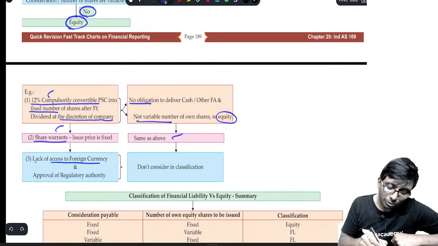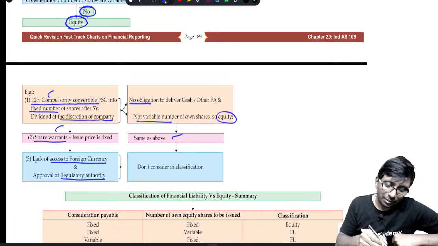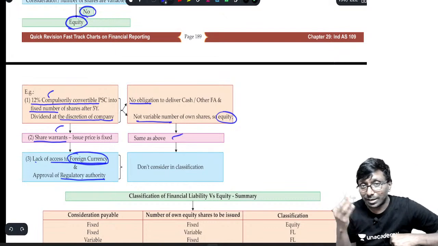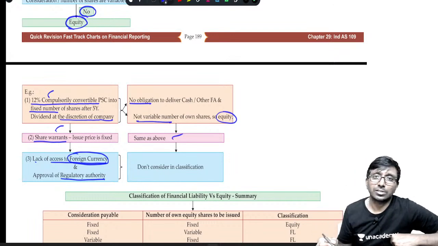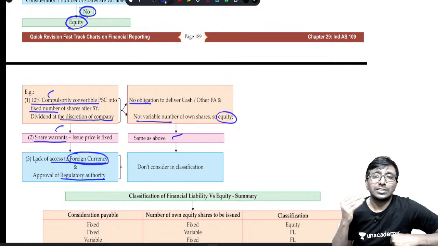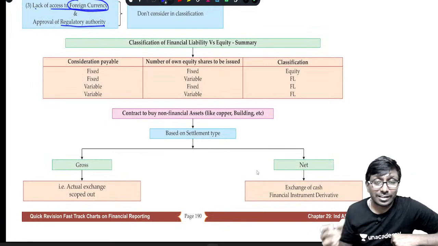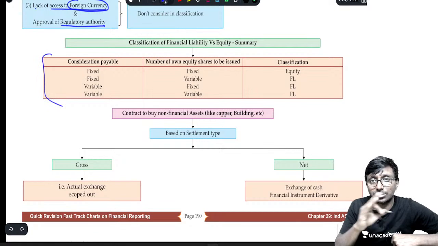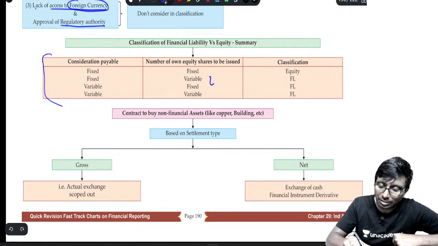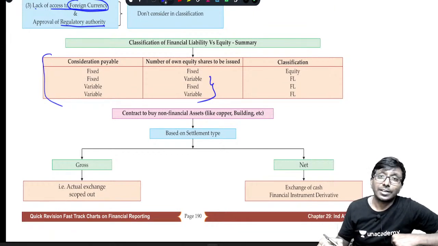Right. Suppose there is lack of access to foreign currency and approval of a regulatory authority. See, the point is not whether you have a lack of foreign currency and money will come later, I will pay. It's not that. What is said in the terms? Are we liable to pay? Then it is a liability. That's all. If the terms say no, sir, we don't need to pay, then it is equity. Like that, we are supposed to analyze it. Not based on the fact that currently I will not be able to pay because my currency is not convertible. Such things are useless. Just forget about it. This table is what I have explained to you: fixed for fixed is equity, and in all other combinations, fixed for variable, it is going to be a financial liability.